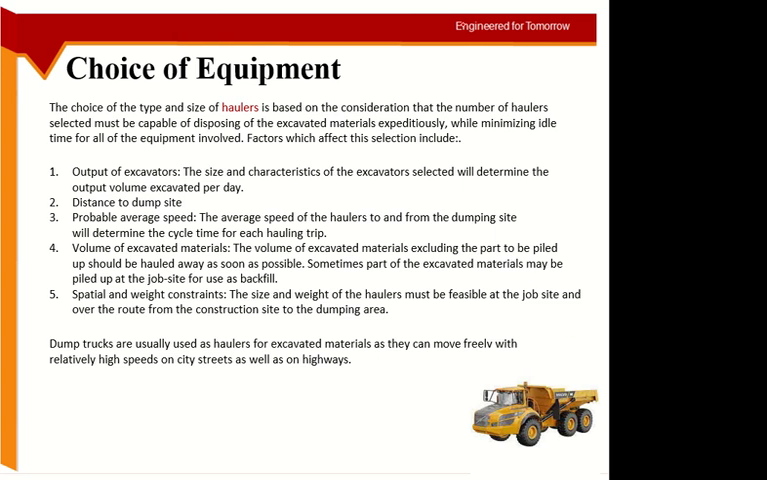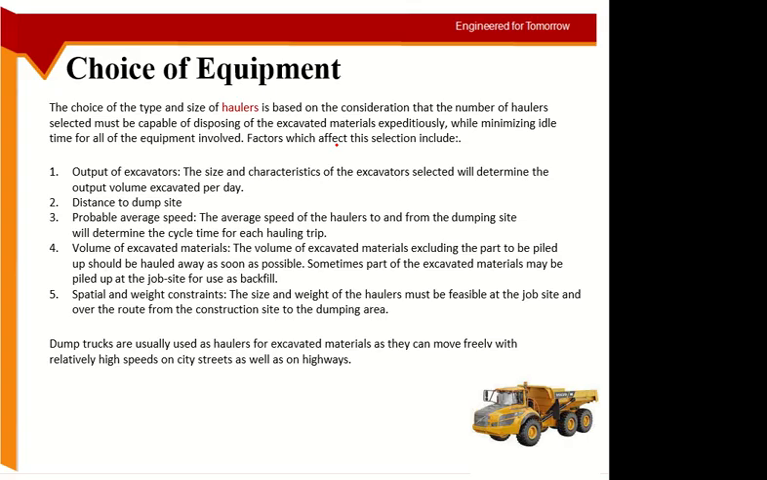So if you are going to select the type of hauler, we want to select the type of hauler which can expedite the work. It can do it quickly and efficiently, right? And it can minimize the idle time, the time for which the equipment will remain idle on the site or on the dumping site.